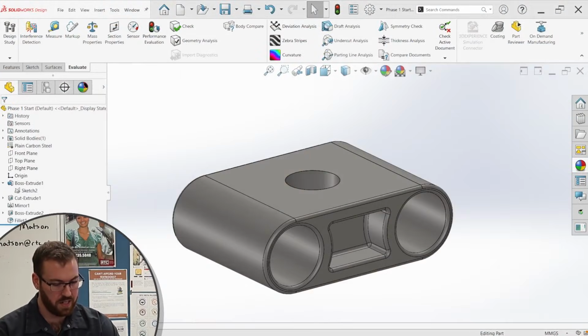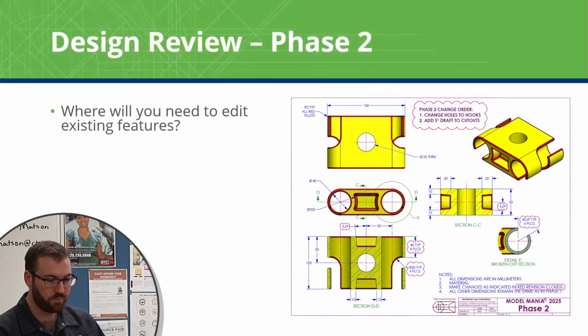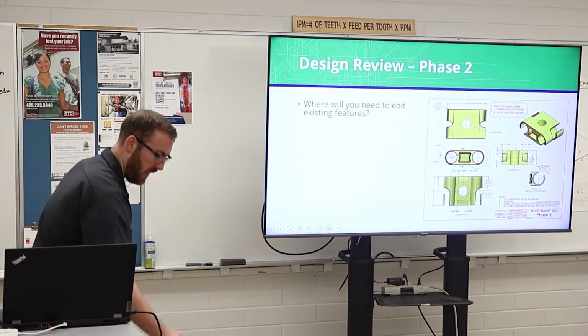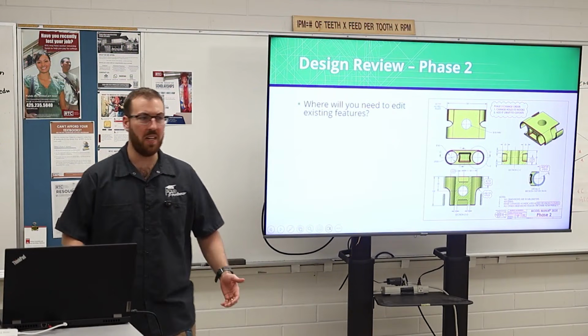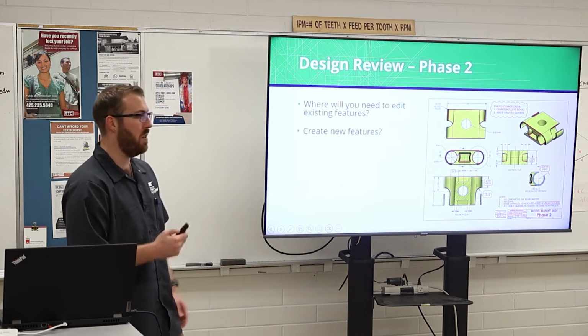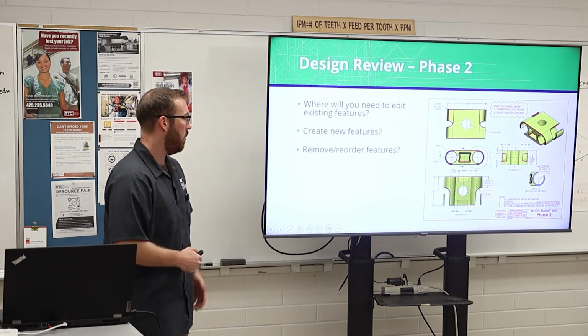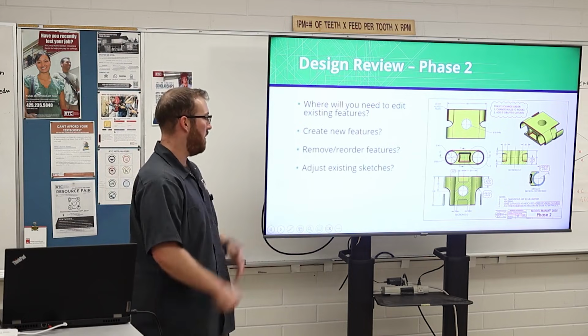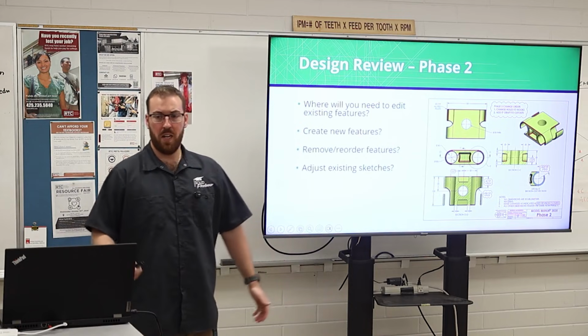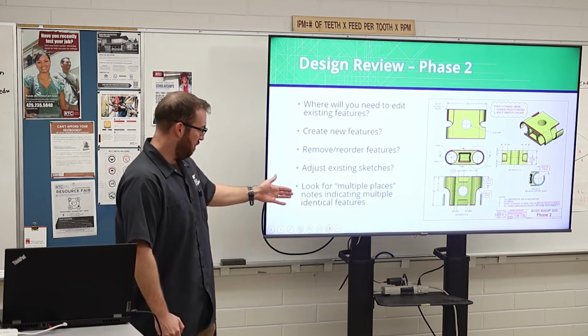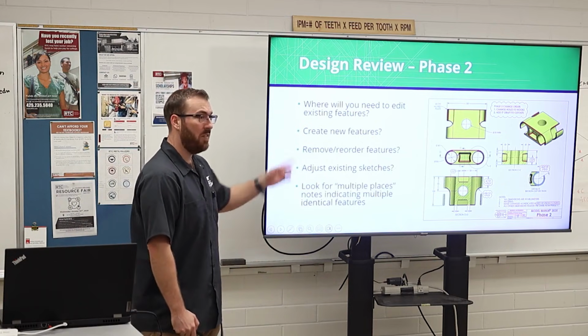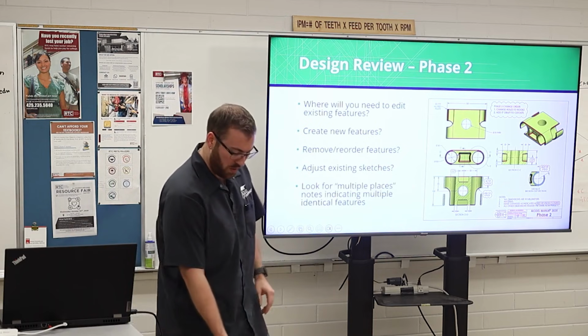All right, let's take a look at phase 2 here. So phase 2, again, once you get the phase 2 drawing, you need to be thinking, where are we going to be editing existing features? Where are we going to be creating new features? Are we going to be removing or reordering features, maybe using the rollback bar, adjusting existing sketches, and looking for these indicators of multiple places? And if you look at that phase 2 drawing, you will see one.